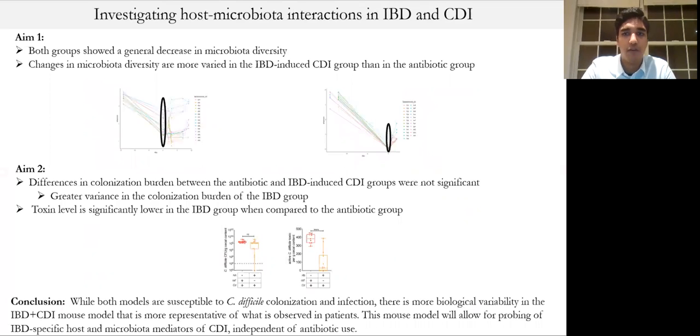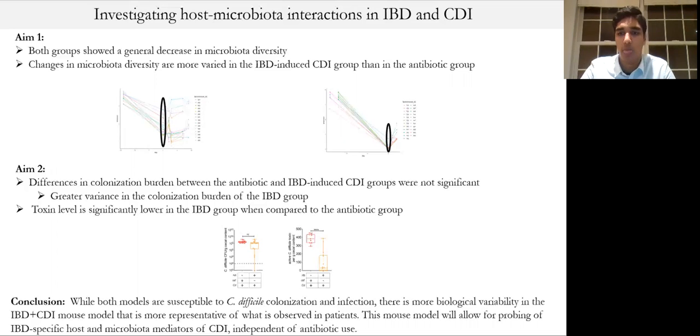So to summarize, the first question I asked was if the gut microbiota of the two groups were altered. And what I found was that while both groups had decreased diversity, the IBD group had a more variable response. For our second aim, I found that while the differences in the degree of colonization between the groups were not significant, there was a greater amount of variance once again in the colonization burden of the IBD group. Interestingly, we also found that although both groups were colonized to the same extent, the toxin level was much lower in the IBD group.